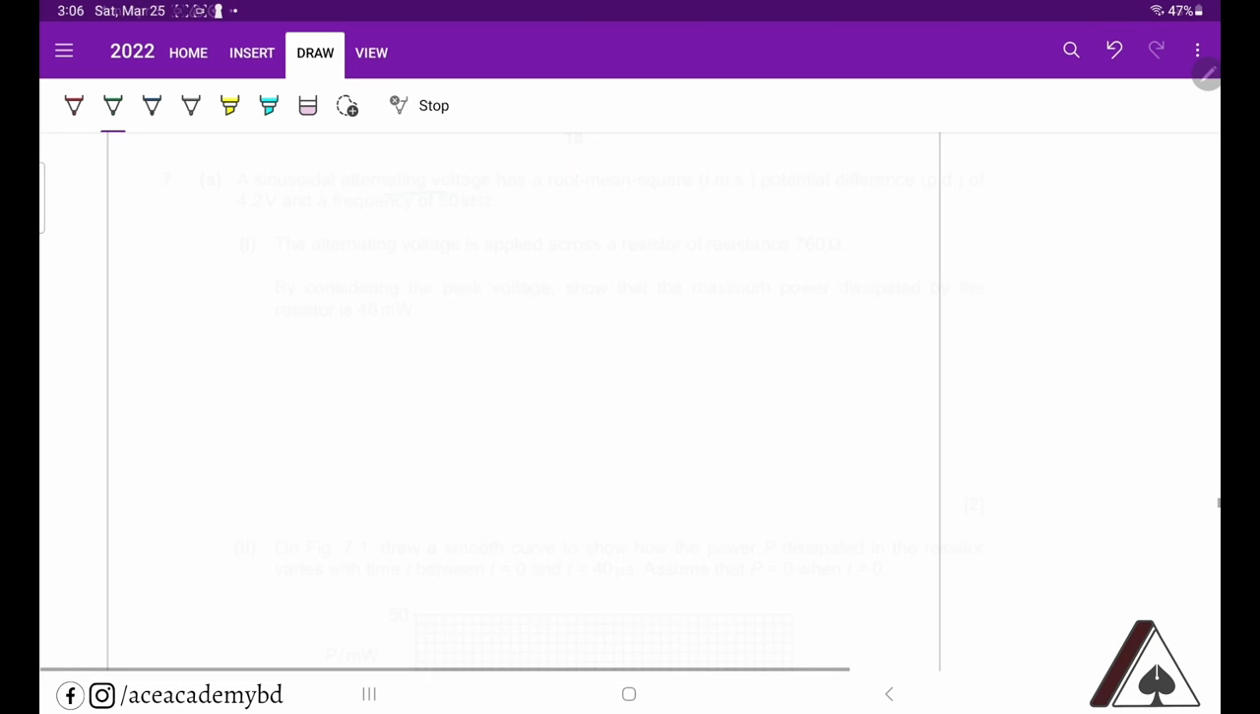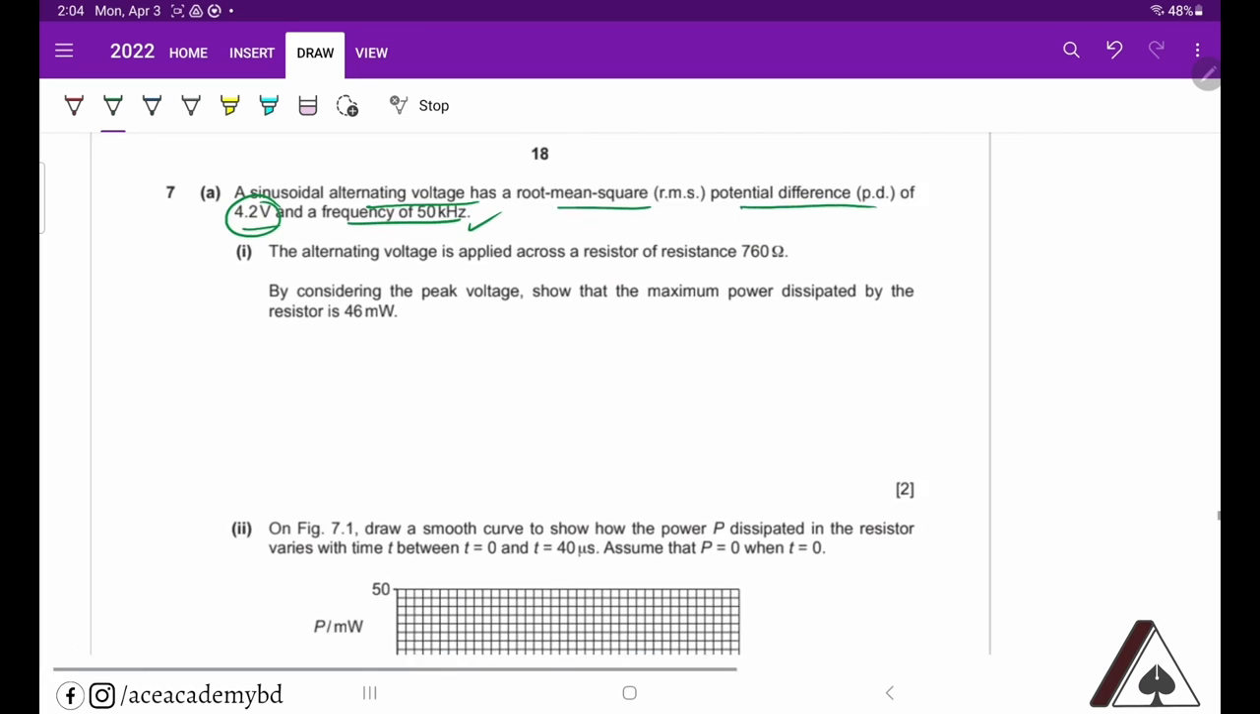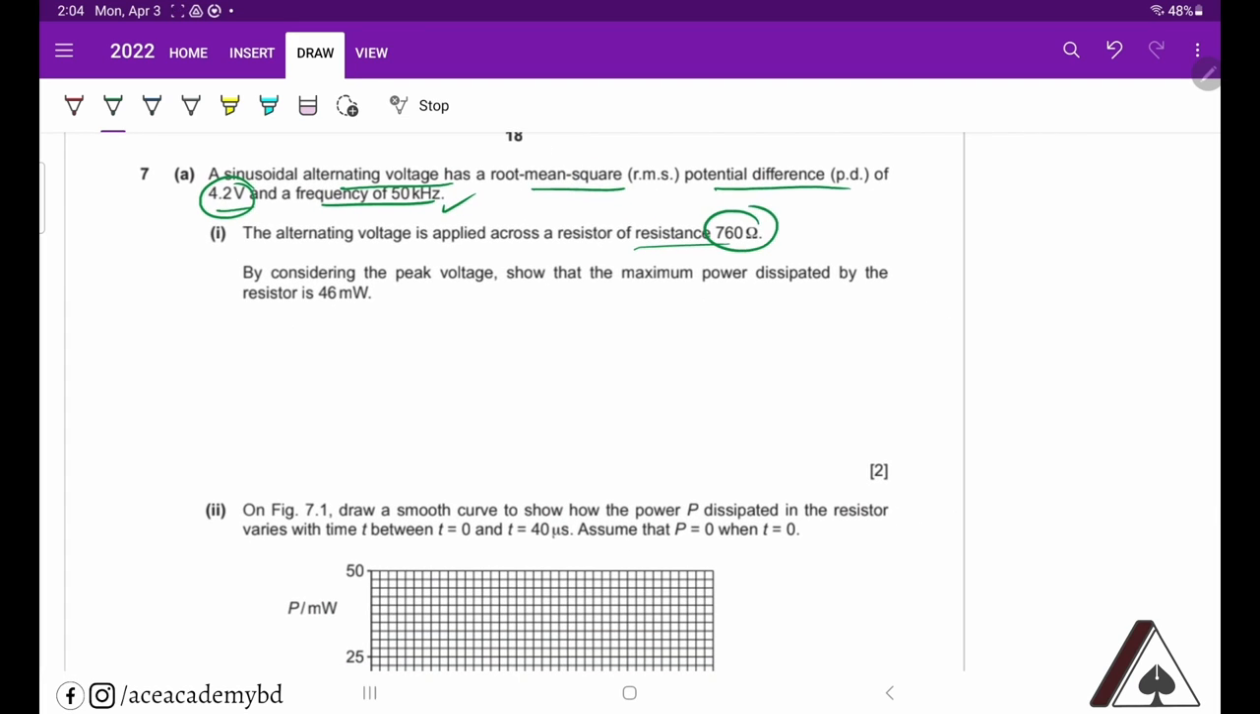Now moving on to our next question. An alternating voltage has a root mean square potential difference of 4.2 volts and a frequency of 50 kilohertz. The alternating voltage is applied across a resistor of resistance 760 ohms. By considering the peak voltage, show that the maximum power dissipated by the resistor is 46 milliwatts.